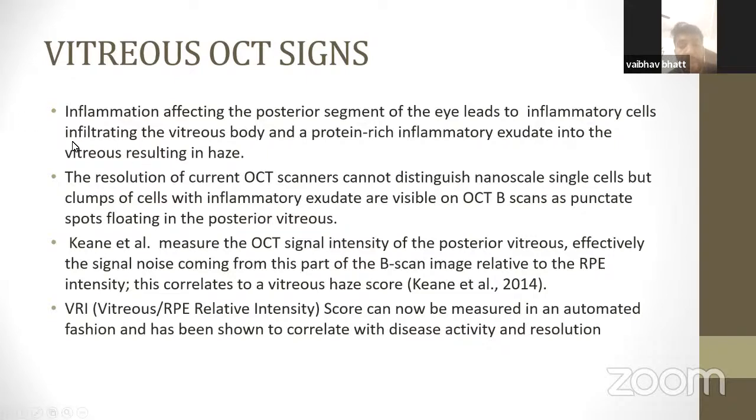Keane et al. measured the OCT signal intensity of the posterior vitreous. Effectively, the signal noise coming from this part of the B scan image relative to the RPE intensity. This correlates to a vitreous haze score. Now the VRI, vitreous RPE relative intensity score, can be measured in an automated fashion and has been shown to correlate with disease activity and resolution.